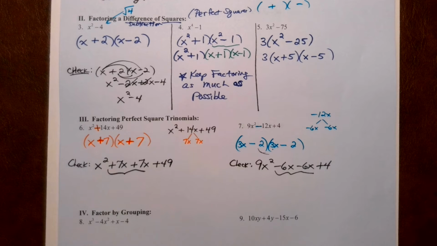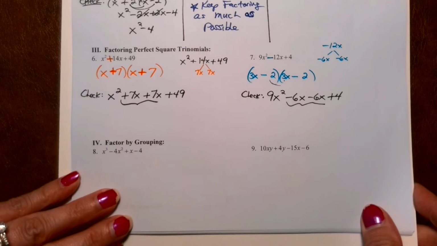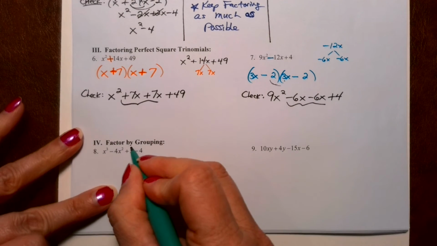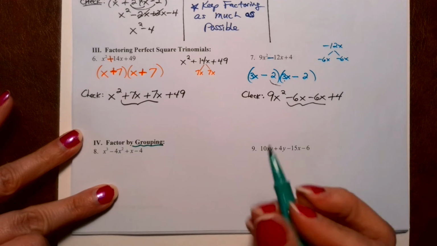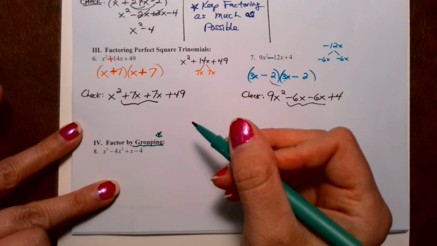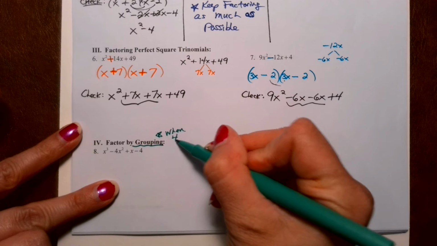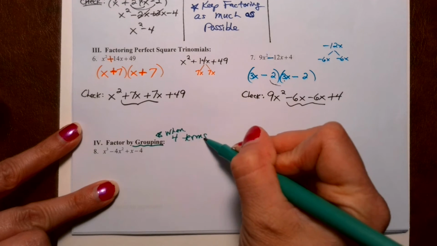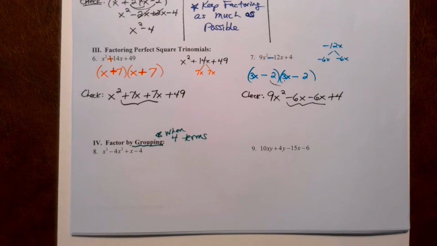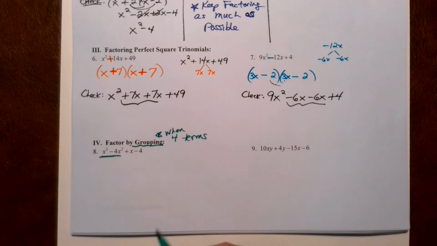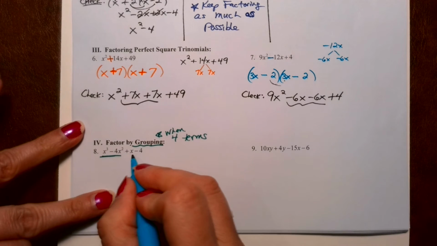Okay, perfect square trinomials. Factor by grouping. This is one of my favorite kinds of groupings, okay? How do you know you're going to have to do factor by grouping? This is only when there are 4 terms. When you have 4 terms, you get to do some factor by grouping. All right, so what we're going to do is look at the first 2, call them a group, and then look at the second 2 and call them a group.